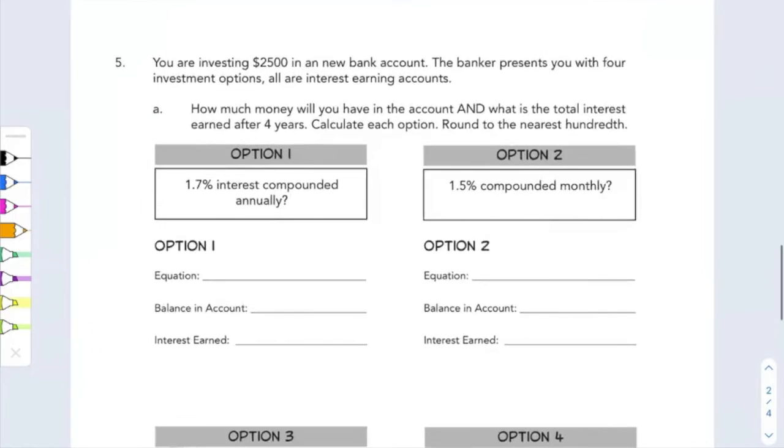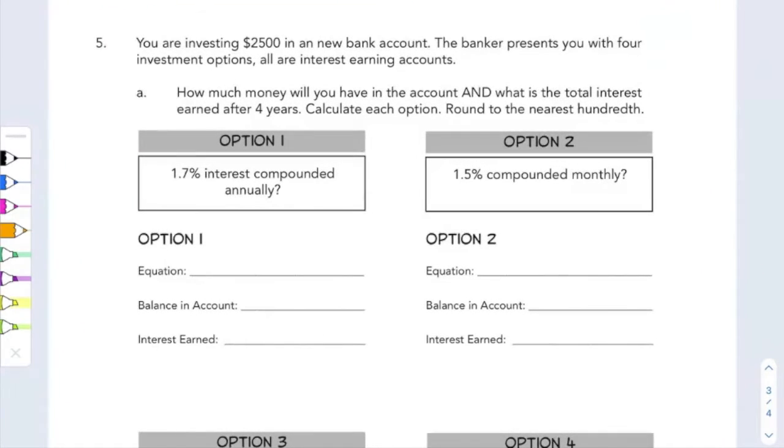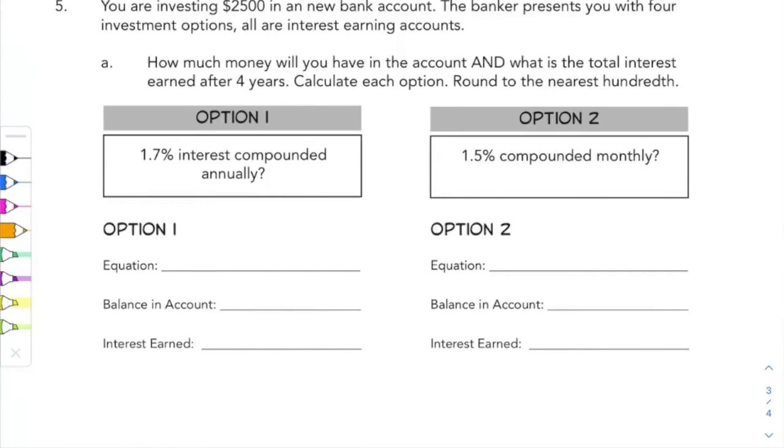Number 5 says you're investing $25,000 in a new bank account. The banker presents you with 4 investment options. All of them are interest earning accounts. How much money will you have in the account, and what is the total interest earned after 4 years? Calculate each option. So let's do option 2 just because we haven't done any compounded monthly yet.